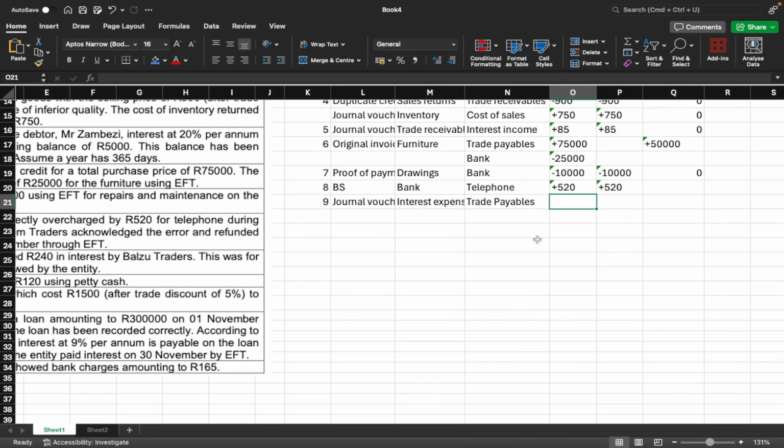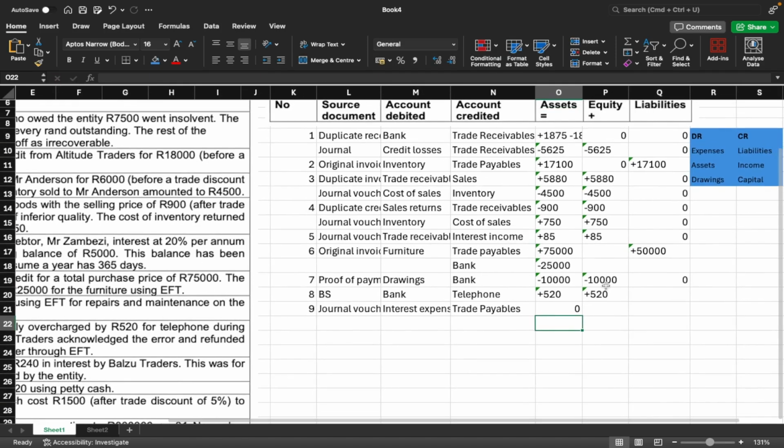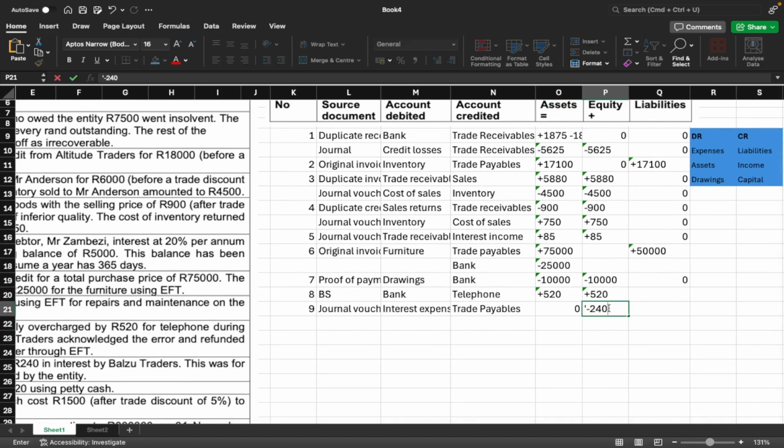Is interest expense an asset? No, it's not. It's an expense. Is trade payables an asset? No, it's not. It's a liability. So for the first time, we have 0 under assets there, and then under equity, we've got minus 240 rand because we've been charged interest, and under liabilities, we've got plus 240 rand because our liabilities have just gone up.